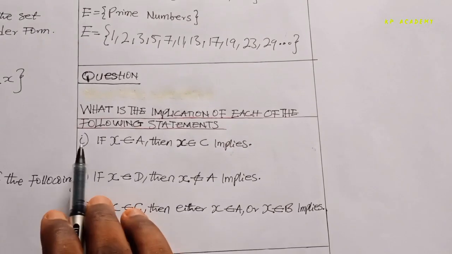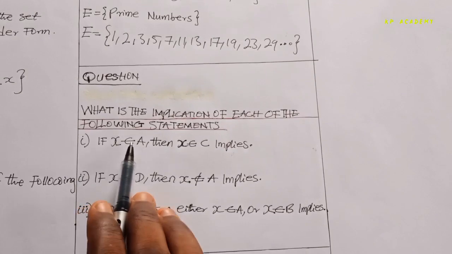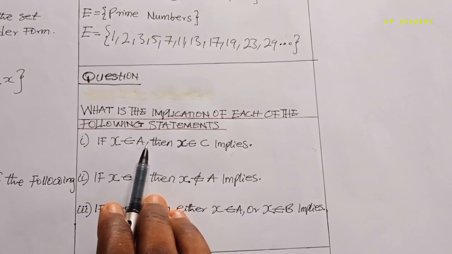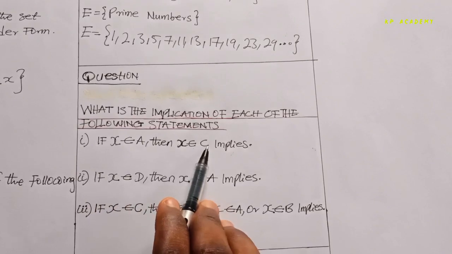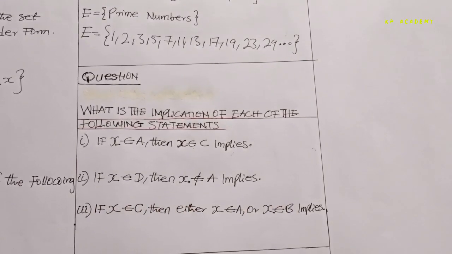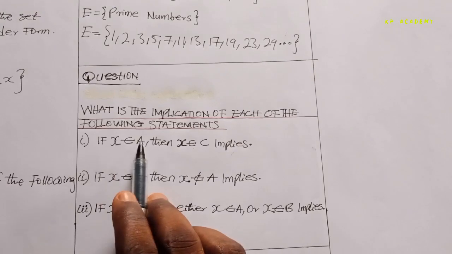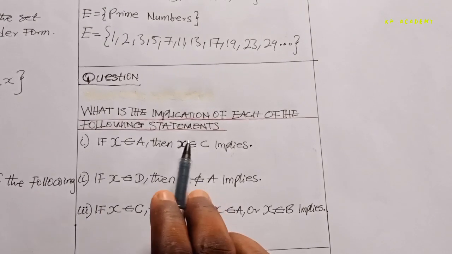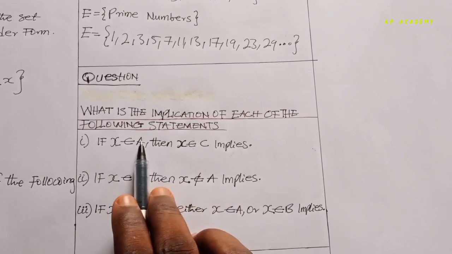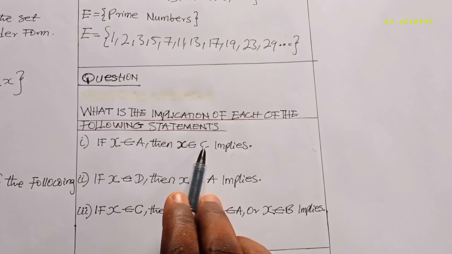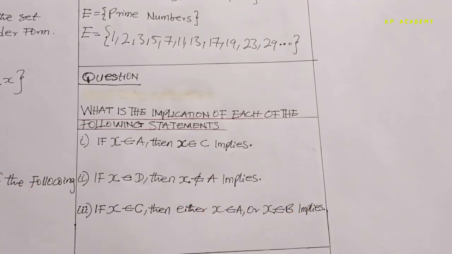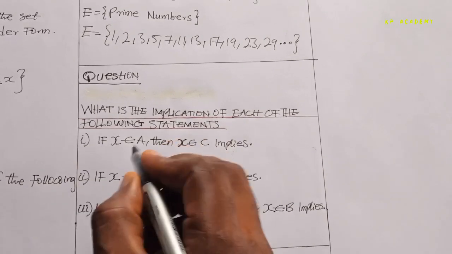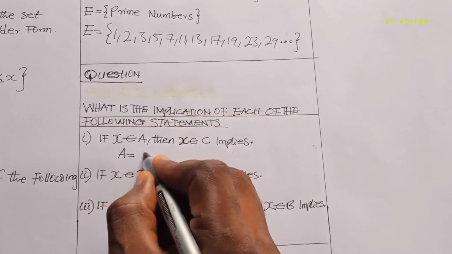Now let us read the first one aloud, even though it is written in set language. It is read this way: if X is an element of A and X is an element of C, implies what? What it implies is that set A is equal to set C, meaning that this set A has element X, and this set C also has element X. So this set A has the same elements as this set C. And whenever two sets have the same elements, those two sets are said to be equal. So the implication for this particular one would be that A is equal to C.